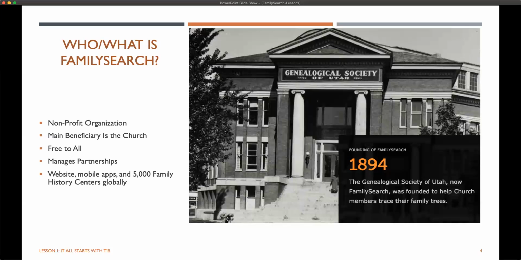FamilySearch also manages technology partnerships with other family history groups like Ancestry and Find My Past, but also independent software developers. We're going to talk about partnerships in a future session because it gives us an opportunity to leverage multiple data sources and bring them together so we have one source of truth for our family history. They offer a website, mobile apps, and right around 5,000 global family history centers. If you have a free account to the website, you can also download the mobile apps from the appropriate app stores and use those credentials to log in and use the tools on your mobile device as well.